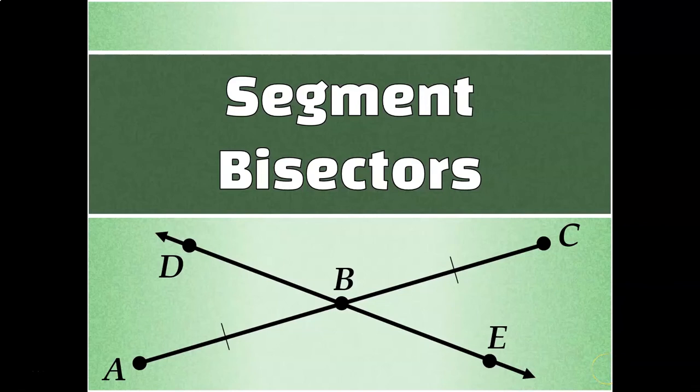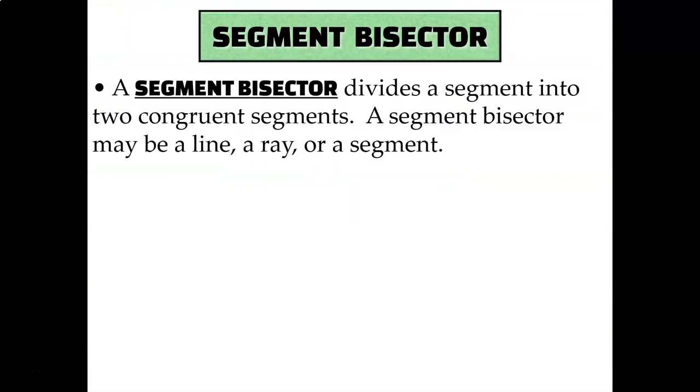Let's talk about segment bisectors. A segment bisector divides a segment into two congruent segments. It might be a line, ray, or a segment. Well, let's break down this definition. What does it actually mean?